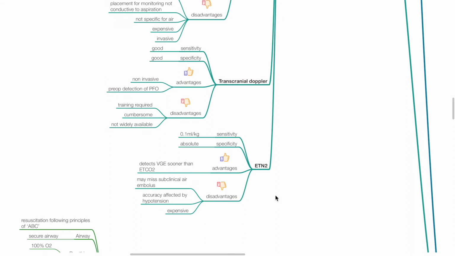End-tidal nitrogen. Sensitivity is 0.1 mL per kg. Specificity is absolute. Advantages: it detects VGE sooner than EtCO2. Disadvantages: it may miss subclinical air embolus. Accuracy is affected by hypotension, and it is expensive.